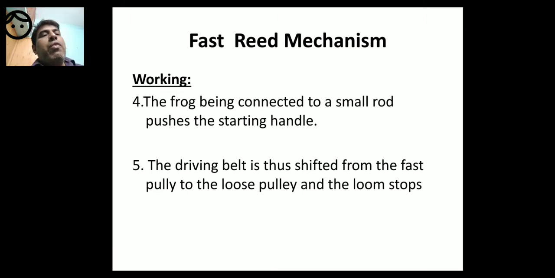So when the starting handle moves from the on position to the off position, the driving belt, so we have a motor pulley and machine pulley, and in between there will be a driving belt, is shifted from the fast pulley to the loose pulley, and the loom stops.